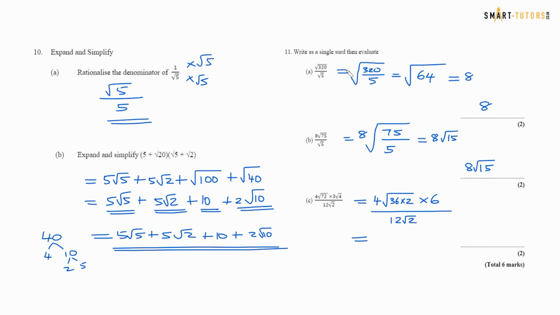So let's simplify this one. Square root of 36 is 6. So 6 coming outside, 6 times 4 is 24 root 2 times 6 over 12 root 2. So root 2 cancels. 12 goes into 12, 12 goes into 24. 2 times 6 is 12. So the answer is 12.